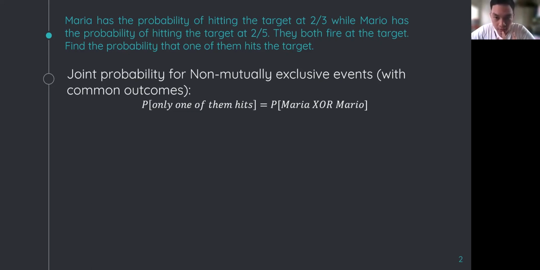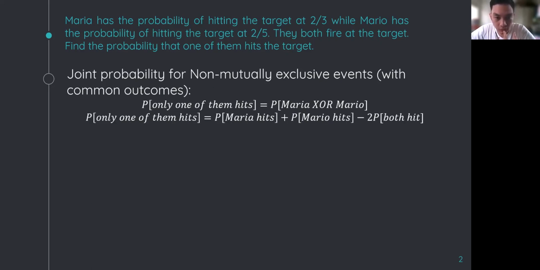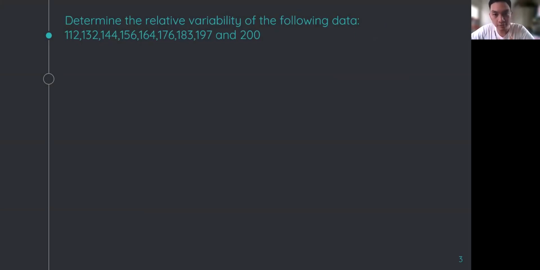So this XOR formula will be the probability that Maria hits the target plus the probability that Mario hits the target minus 2 times the probability that they will both hit the target. By substituting all the given, the probability that Maria hits the target is 2/3, and the probability that Mario hits the target is 2/5. Then by calculating, we'll get 0.5333.